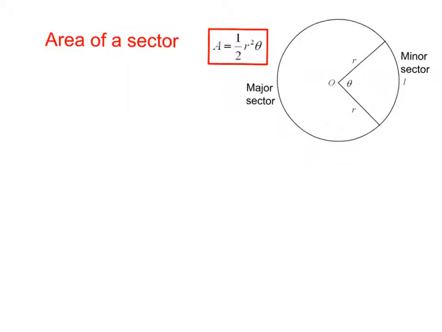Hi ladies, this lesson is on area of a sector and there's a new formula to remember and it's A equals half r squared theta. So where does the formula come from?